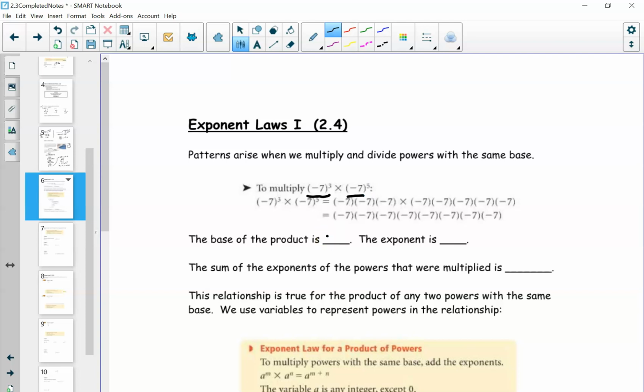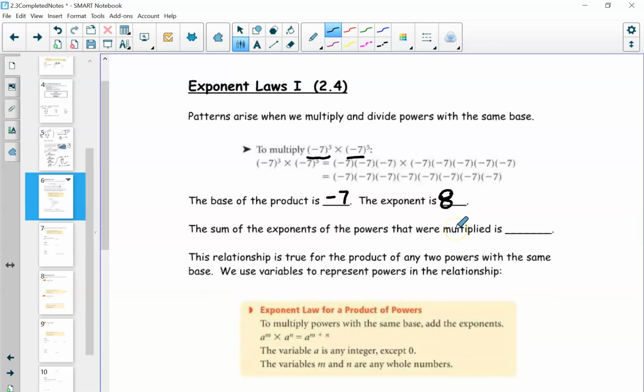The base of the product is -7. We can see that's the base in both of these. And the exponent, well, we've got two exponents right now. We've got a 3 and we've got a 5. But if we look at the final answer, this person did put it into a multiplication statement. 1, 2, 3, 4, 5, 6, 7, 8. It's -7 to the power of 8. So the sum of the exponents in the power is 8.